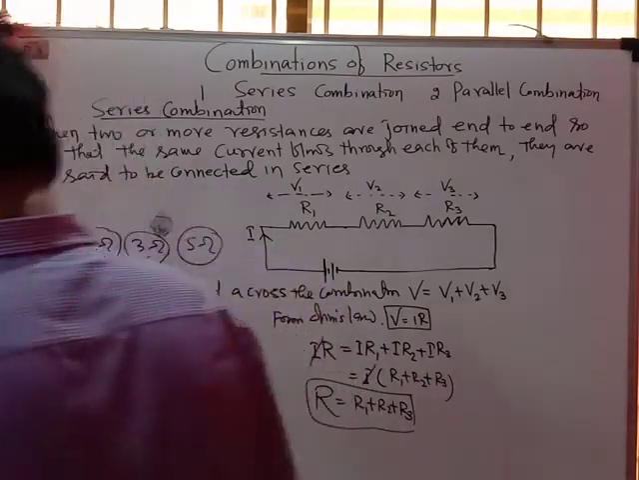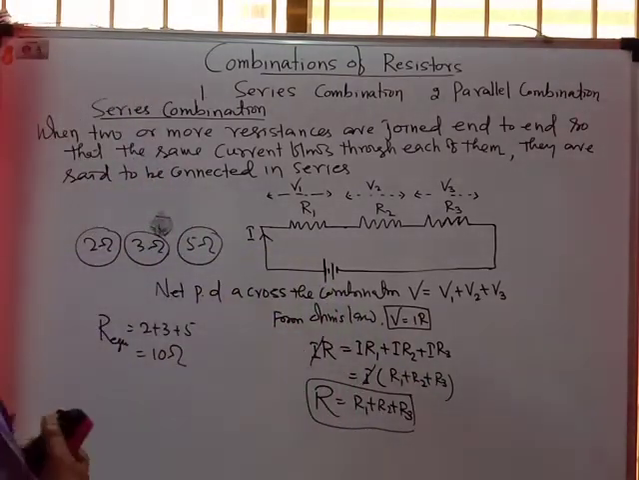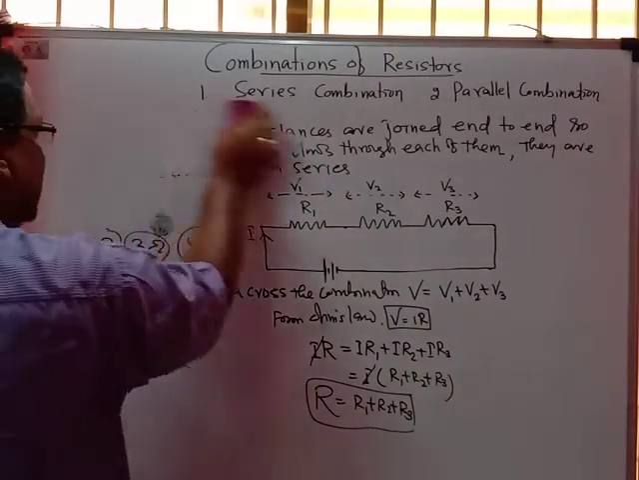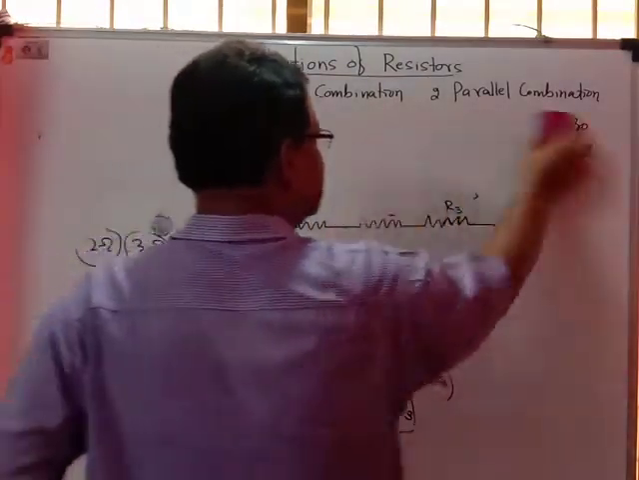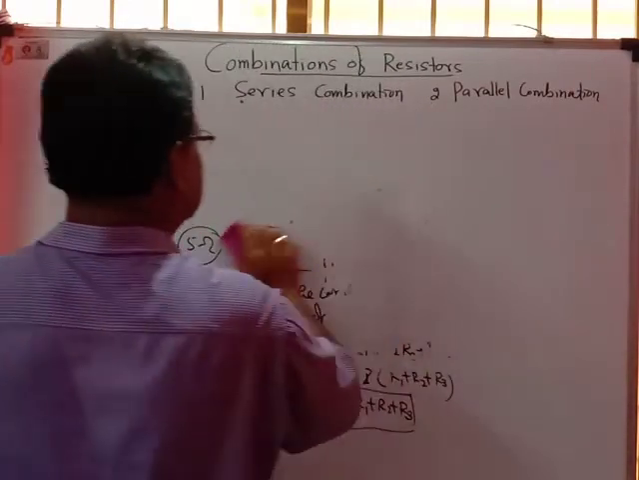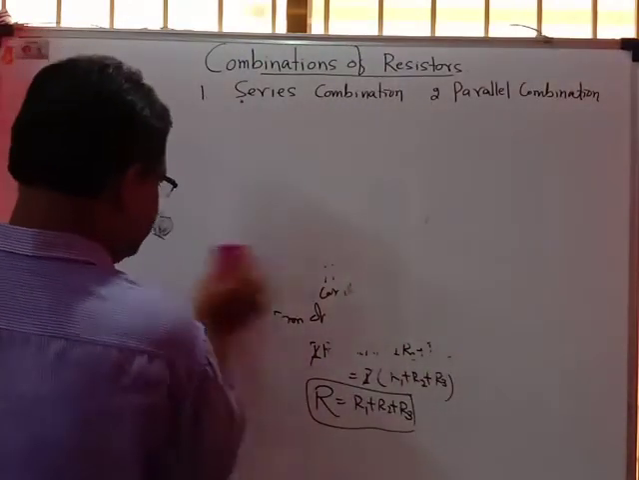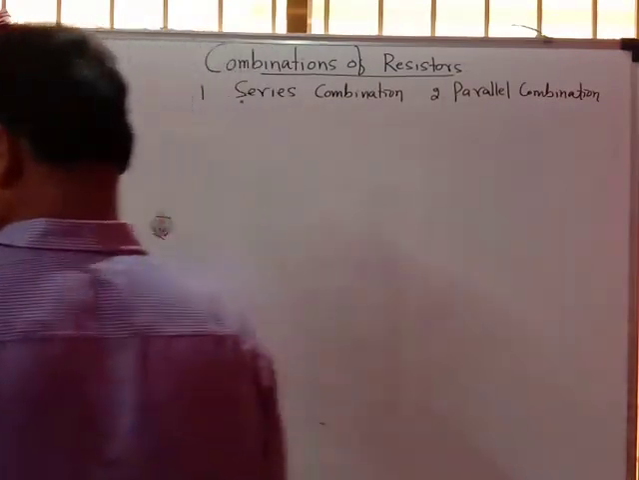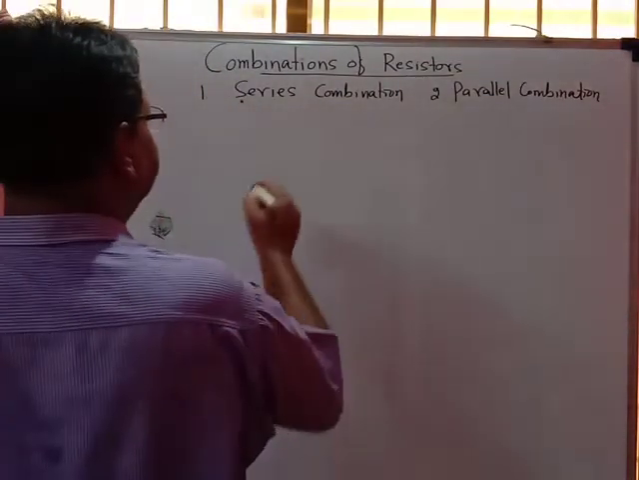In the same manner we can do it for the parallel grouping. What is the parallel grouping? The resistors are said to be grouped in parallel. So what happens here? That is another thing we are using, the parallel combination.